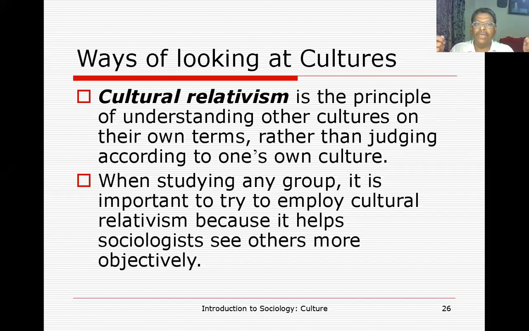When studying any group, it is important to try to employ cultural relativism because it helps sociologists to see others more objectively. In one way, this is good. But if you go deep, if you really open all the doors for this, you lose the exclusiveness of a biblical culture. It leads to syncretistic practices. So when studying a group, particularly when you are going to a Hindu group initially to study, yes, we need to have this relative understanding, cultural relativism. It helps sociologists to see others more objectively, but there is a danger in it.